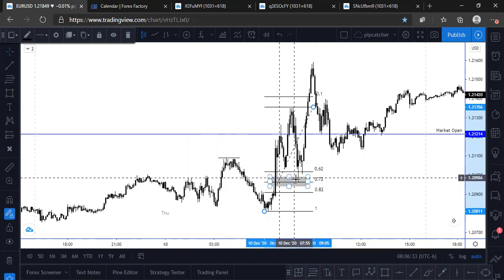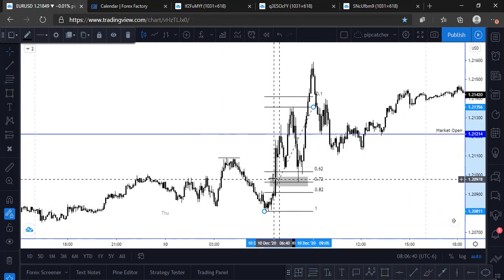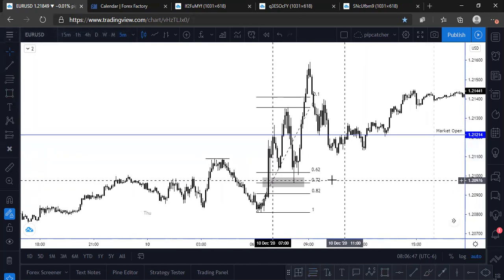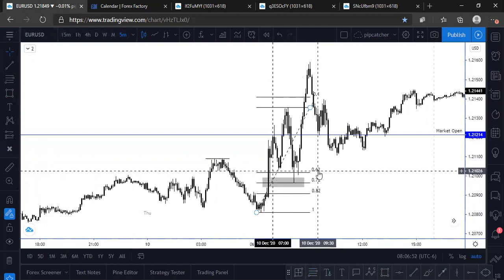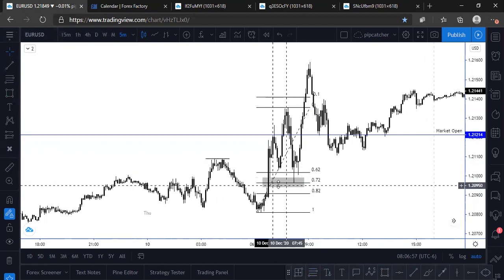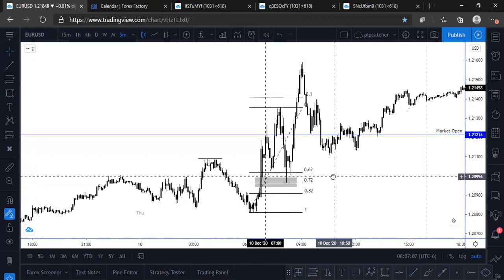I need a real, stable point of interest to where I think price might be able to potentially reject from, right? Price isn't going to reject from the 62, 72, or 82 just because I placed a fib here. Price is going to reject from what has happened in the past in price, you could say.